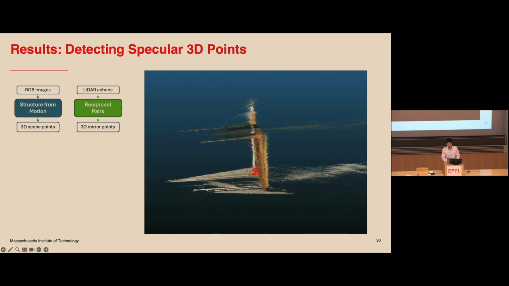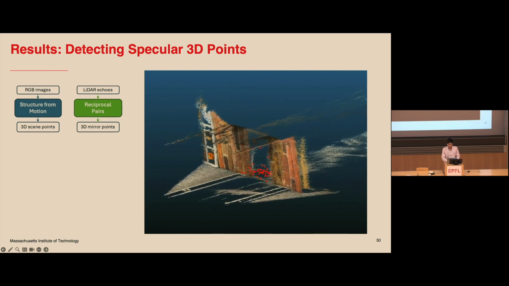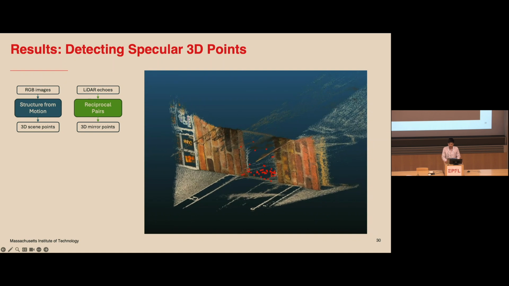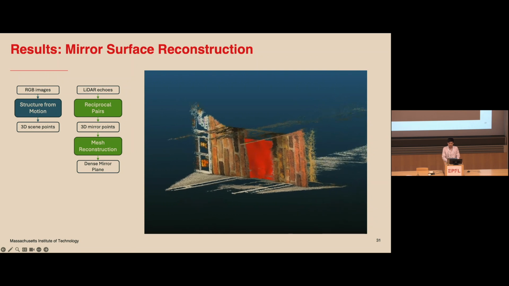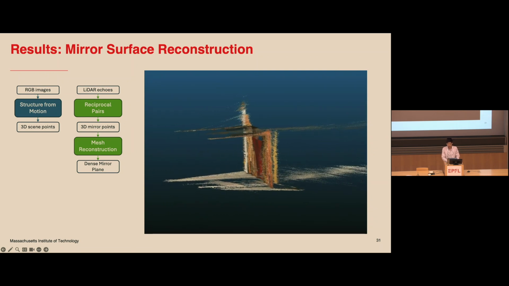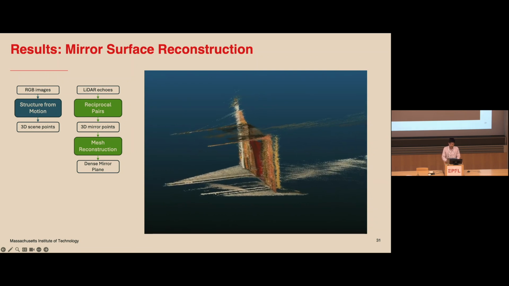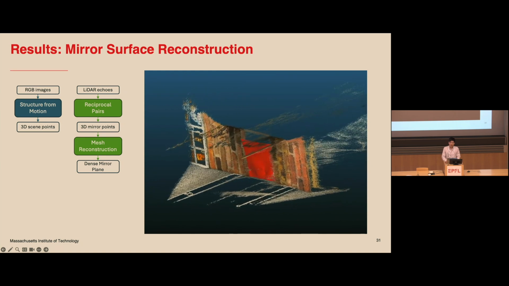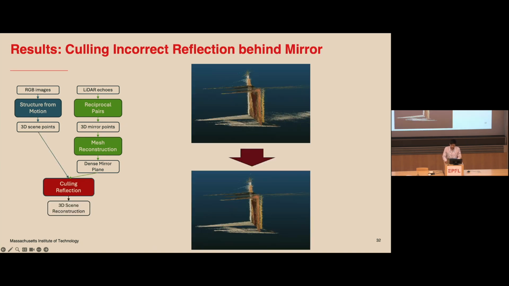We only detect very few points, like up to 3 points per frame, so we accumulate points over multiple frames. Because in this case we have the floor and the ceiling, we're able to detect points on the bottom and near the ceiling. Then finally, we do a mesh reconstruction of the points to get a much denser surface reconstruction. This also helps to filter out noisy detections. And because we know the true surface location, we can cull away the incorrect reflection behind the mirror.